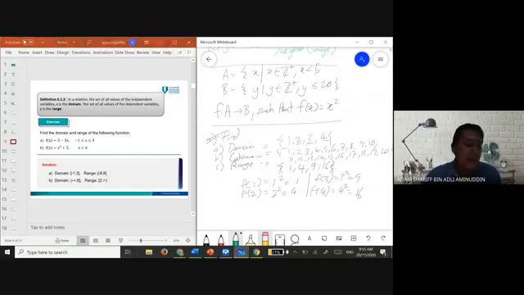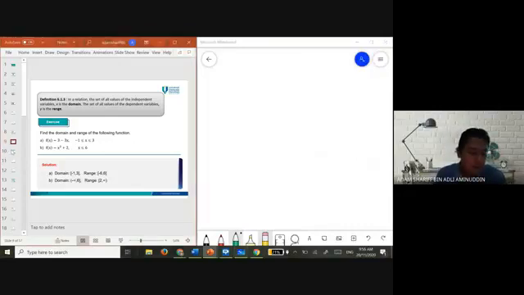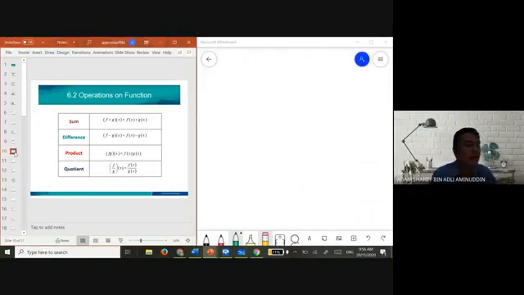Should we proceed? Okay. In sets, you have union and intersection. Operations do exist, arithmetic operations. Functions also have operations, their calculations. However, the operations are not that hard. They are just sum, difference, product, and quotient.